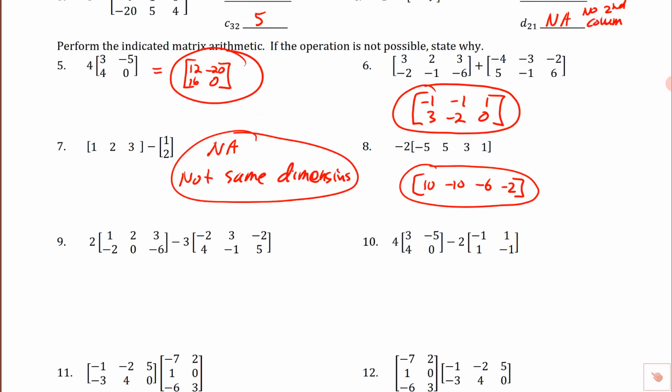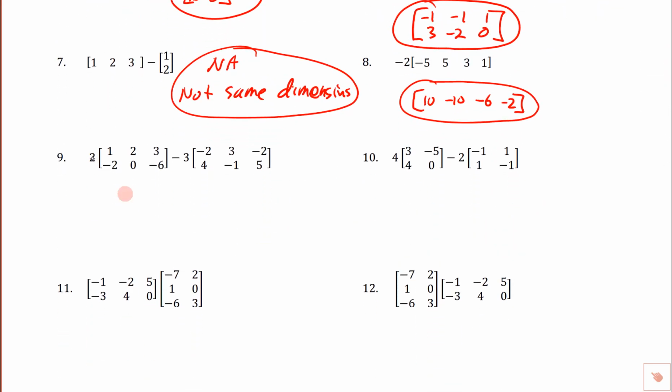All right, let's slide down here and take a look at 9 and 10. Here we've got some scalar multiplication, and then we've also got to combine the results of that scalar multiplication.